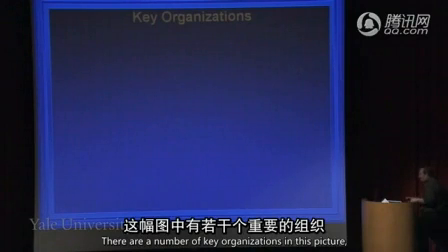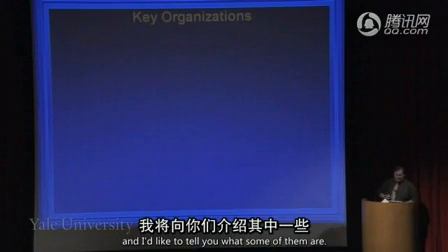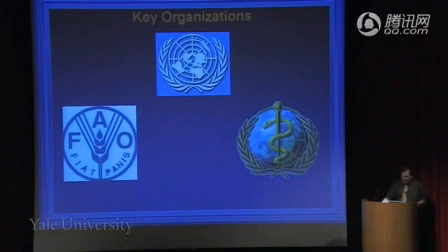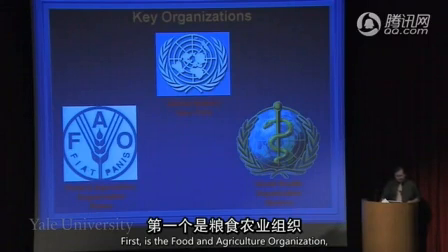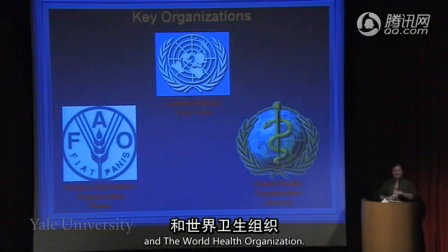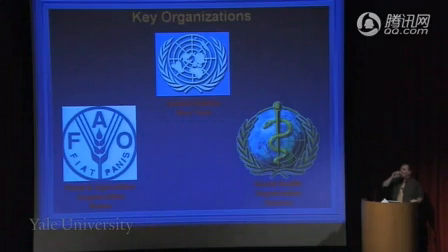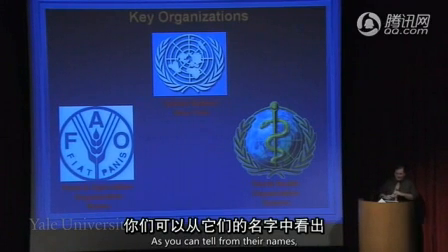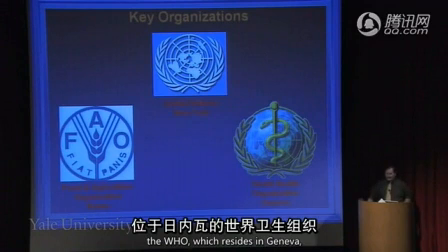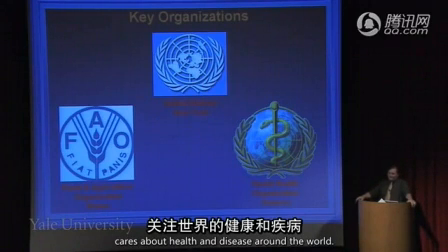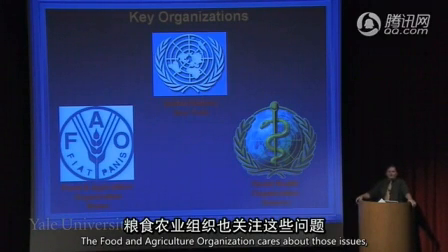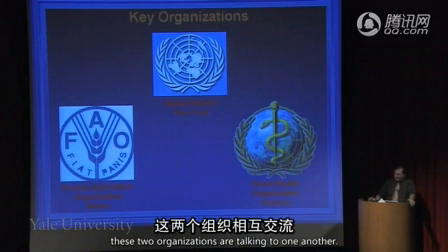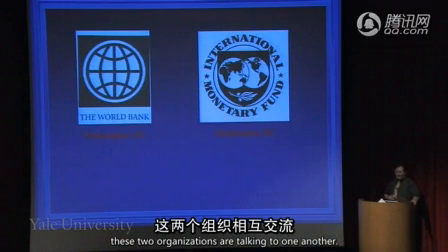There are a number of key organizations in this picture, and I'd like to tell you what some of them are. First is the Food and Agriculture Organization and the World Health Organization. Both are units of the United Nations. And as you can tell from their names, the WHO, which resides in Geneva, cares about health and disease around the world. The Food and Agriculture Organization cares about those issues. And more than ever before, these two organizations are talking to one another.